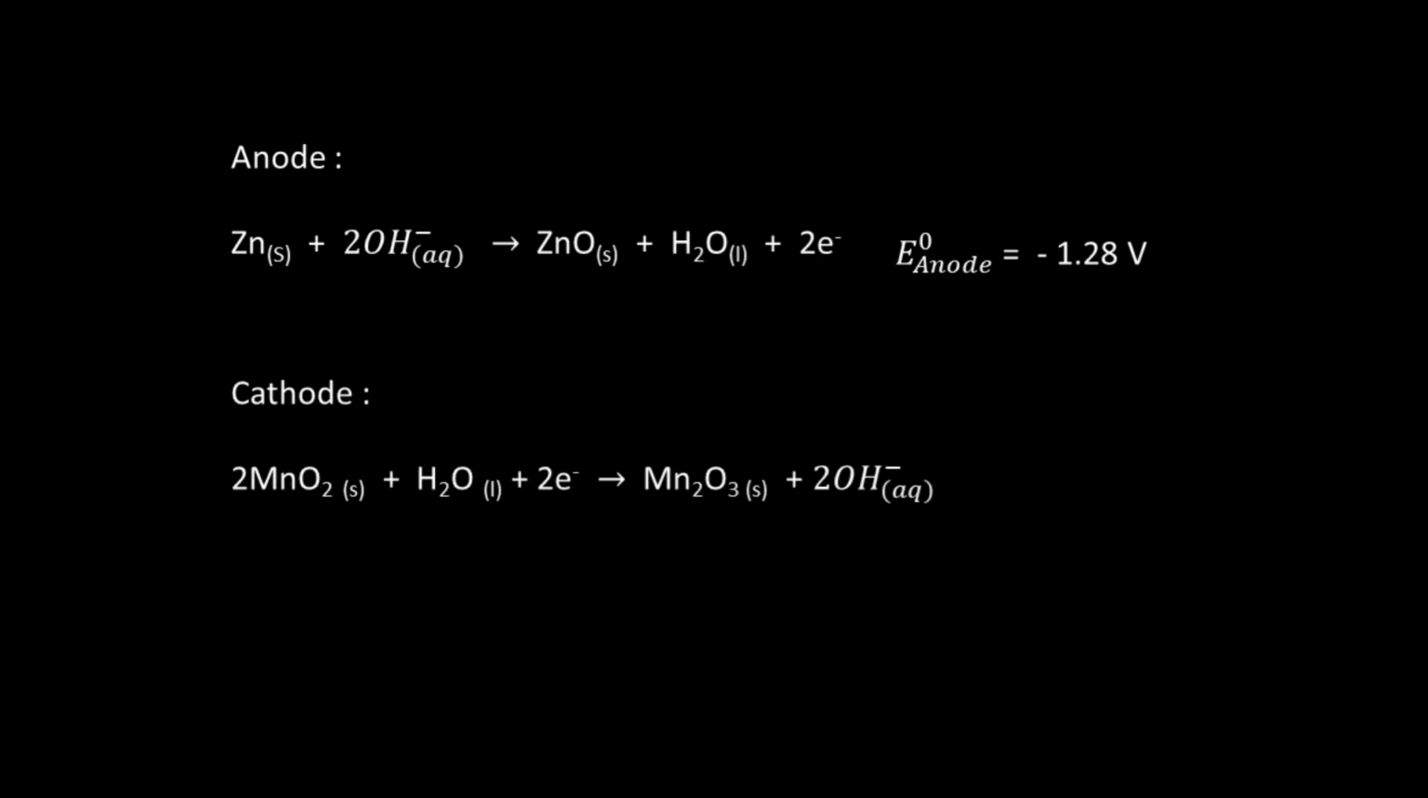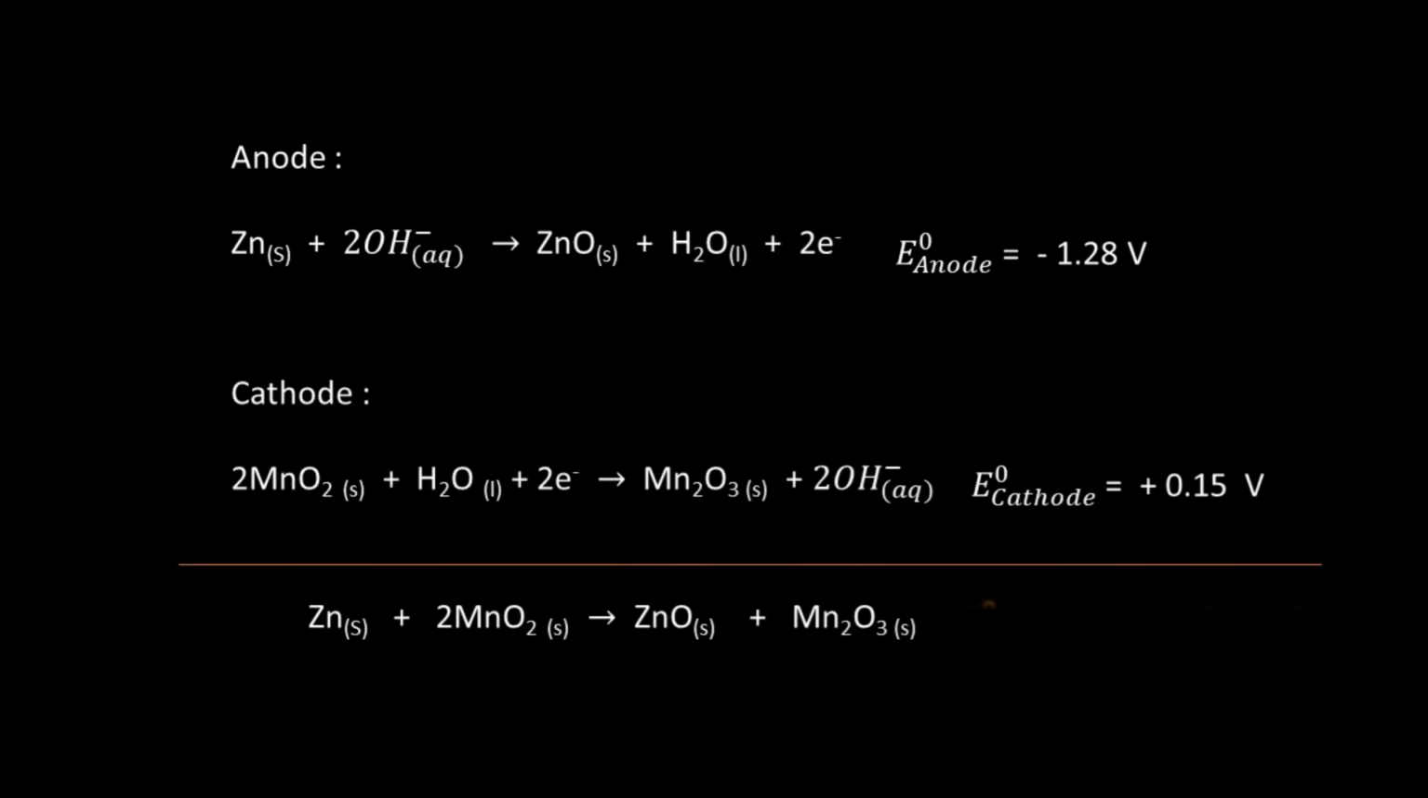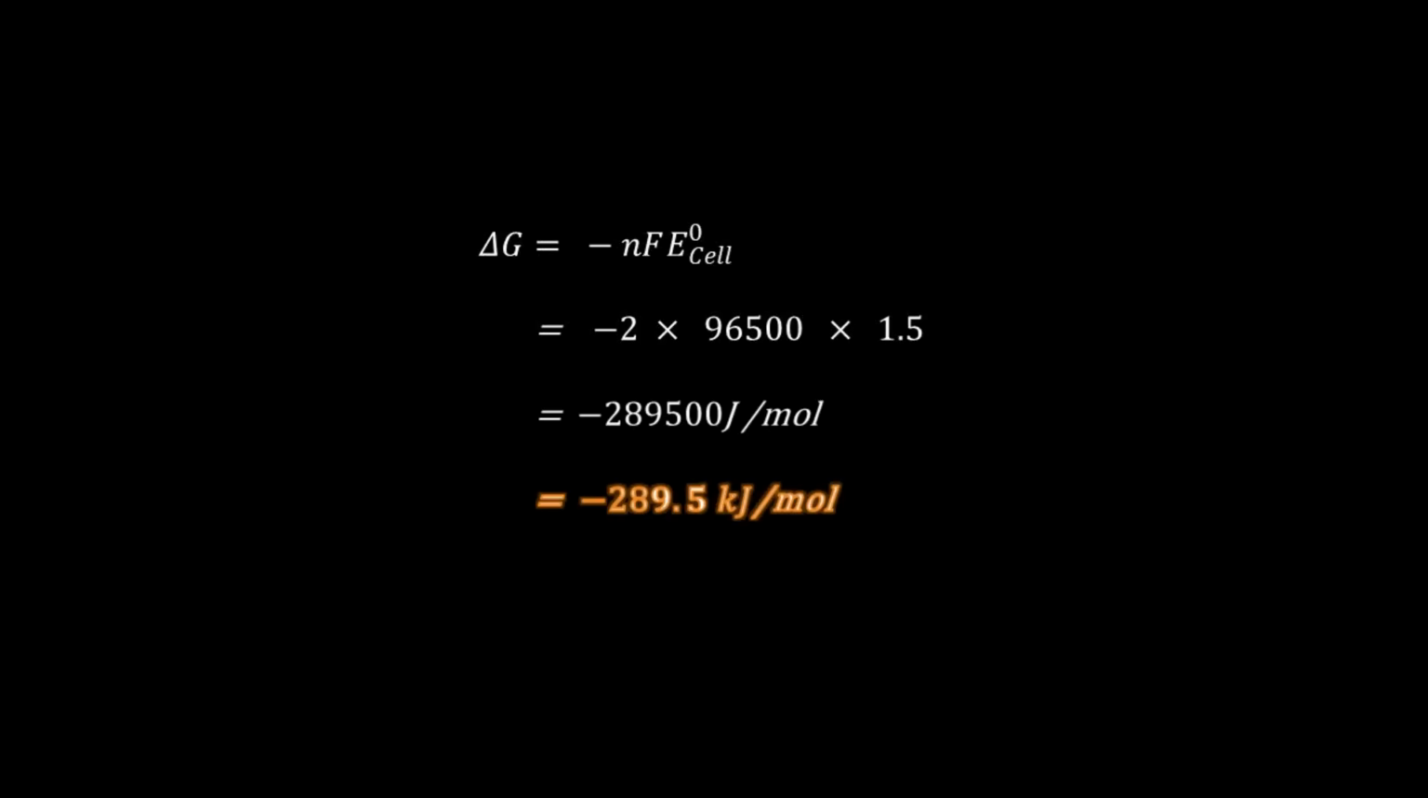But we have to remember that all cells are not 100% efficient. It means whatever value we get from theory is not equal to the practical value. So just remember this. Let's take an example of an alkaline battery like Duracell. Reactions at the anode and cathode can be given like this. Then E0 cell for this is plus 1.5 volt. So delta G is equal to minus nFE0 cell, equal to minus 2 into 96500 into 1.5. So it is equal to minus 285.9 kilojoule per mole.